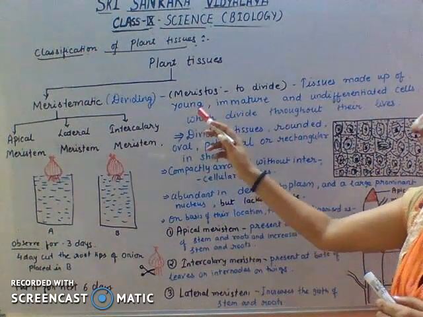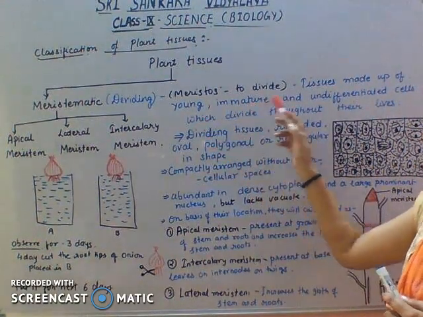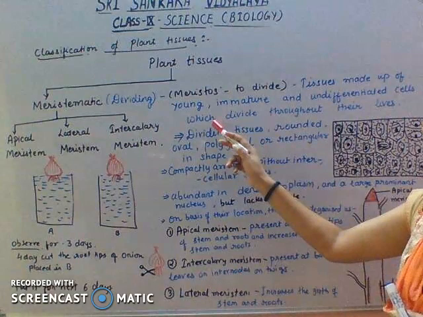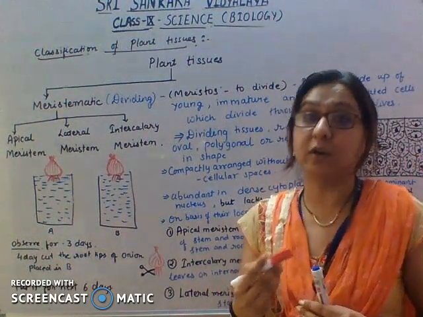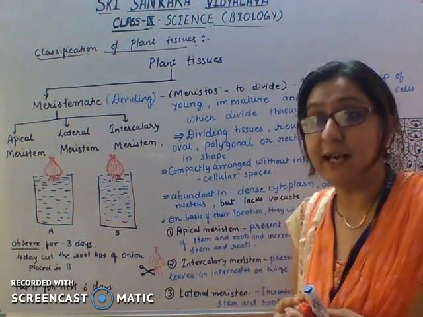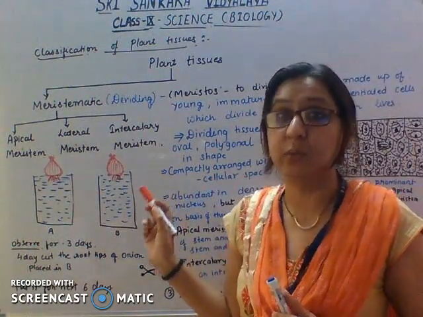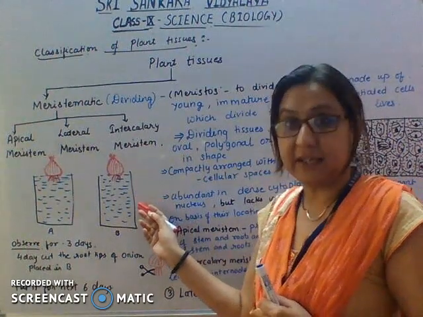Tissues made up of young, immature and undifferentiated cells which keep on dividing throughout their lives are called meristematic tissue. So now see this activity.